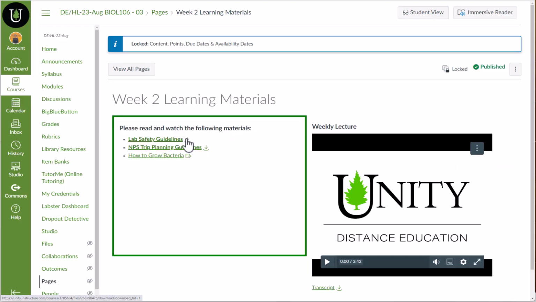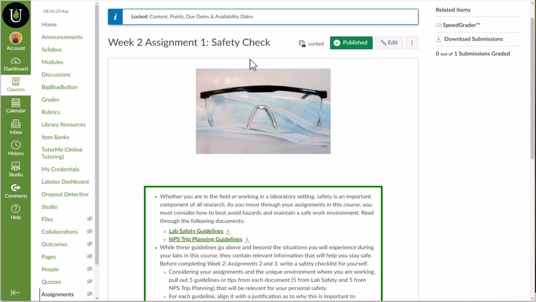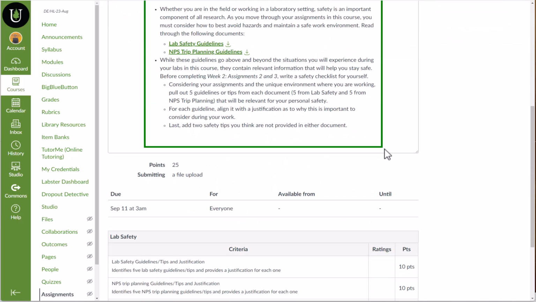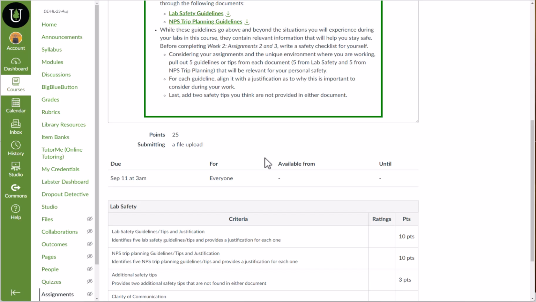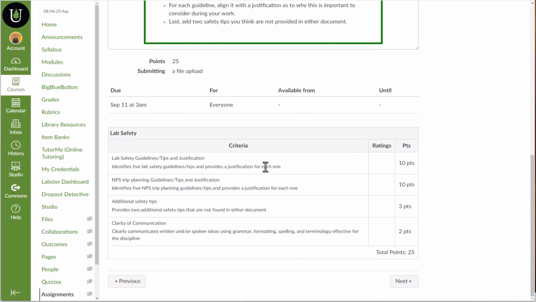One of the first things you want to do is look at these two guidelines here. One is on lab safety. The other looks at how to plan for a trip to a national park. And then you also have a link on how to grow bacteria. And then, of course, you have your weekly lecture over here. Your first assignment will ask you some questions about going over that safety material. Here it's asking you, considering your assignments, what kind of safety measures will you use? You'll put that into your assignment Dropbox, and down below we see the grading rubric for that.